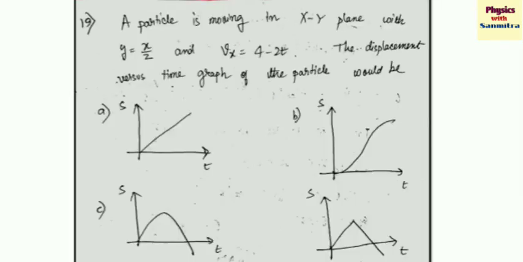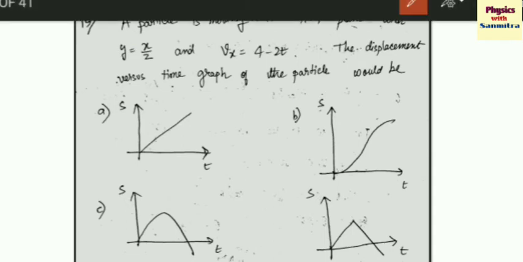Now a particle is moving in xy plane with y is equal to x by 2 and vx is equal to 4 minus 2t. The displacement versus time graph of the particle would be. Okay, this is a fairly simple question. Let me solve it here.